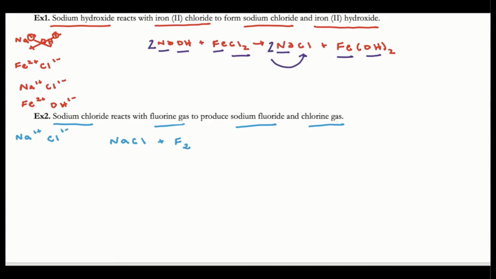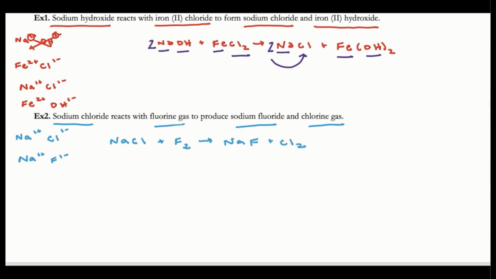Now notice for NaCl, Cl can exist as just Cl. You don't need to have a subscript 2 here because it's not by itself. It's got sodium with it, okay? That's going to produce sodium fluoride, so Na has a +1 charge, fluorine has a 1- charge, so when I cross charges, that's just going to be NaF, and chlorine gas, which is going to be Cl2 because it is diatomic. It's one of my 7 diatomics.